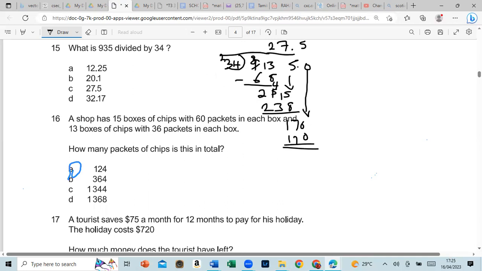A shop has 15 boxes of chips with 60 packets in each, and 13 boxes of chips with 36 packets. How many packets of chips is this in total? So work it out, guys, and let me know what it is.